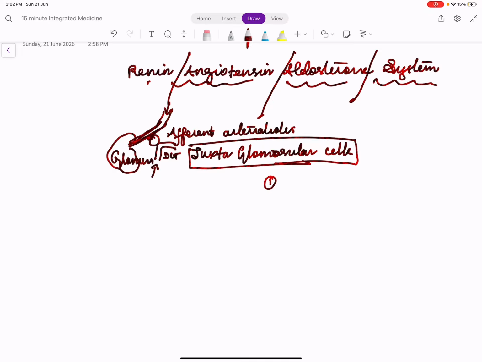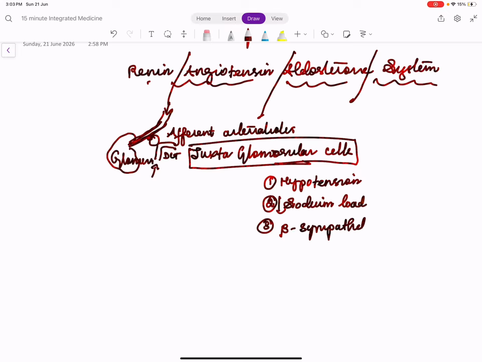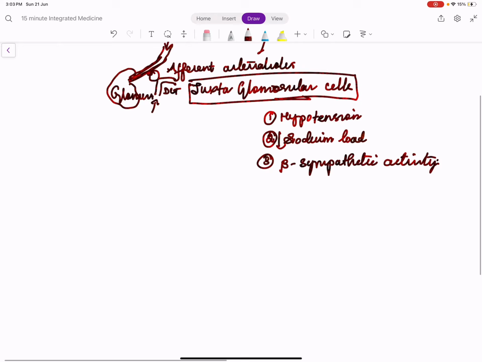One is reduced blood flow or hypotension, which is picked up from the afferent arterioles. The second stimulus is the sodium load, which is sensed through the distal convoluted tubules: low sodium. The third stimulus, unrelated to this, is beta sympathetic activity. So these are the three stimuli which make the juxtaglomerular cells secrete renin.